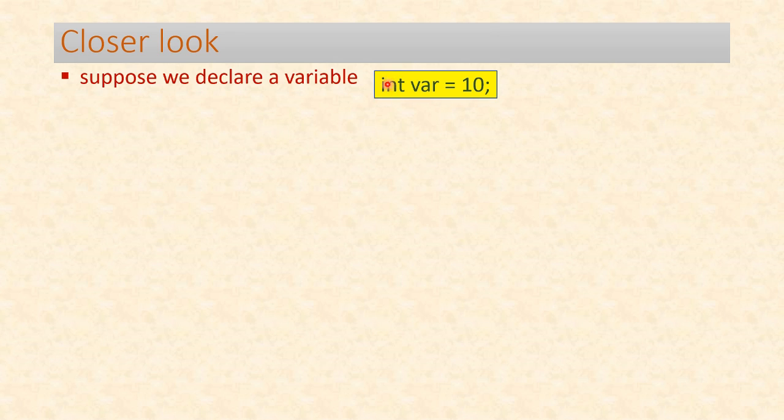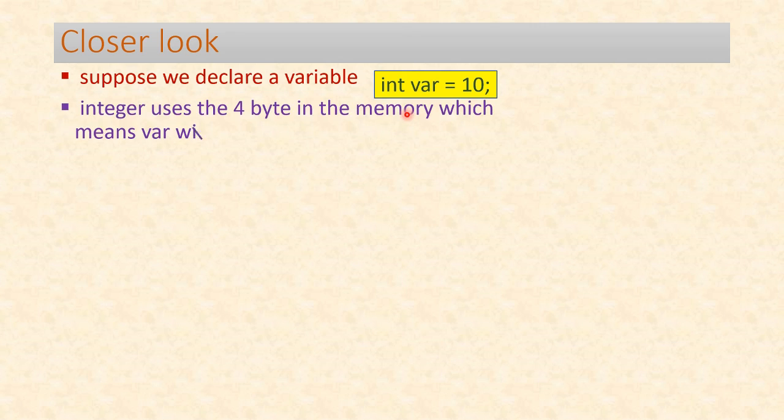That means it will only store the integer value. It cannot store any char, float, or any other value which belongs to different data types. So what we have here is that integer uses 4 bytes. The int data type in the memory uses 4 bytes, which means var will occupy 4 bytes or 32 bits of memory. If you declare any variable of type int, then it will occupy 4 bytes of memory in the RAM.